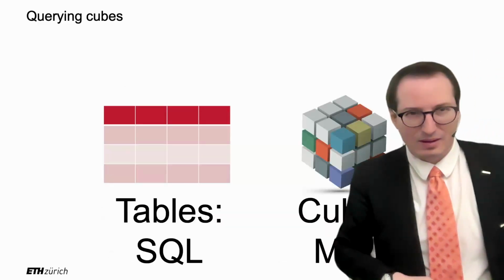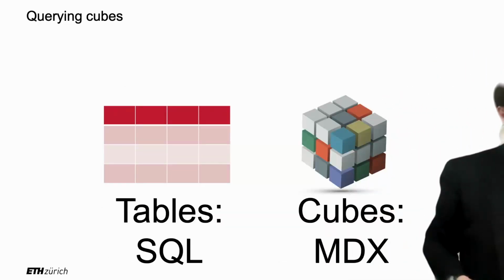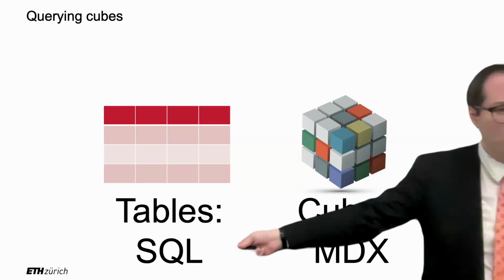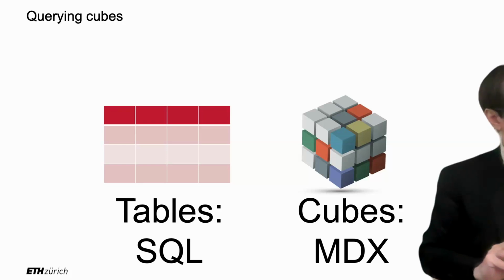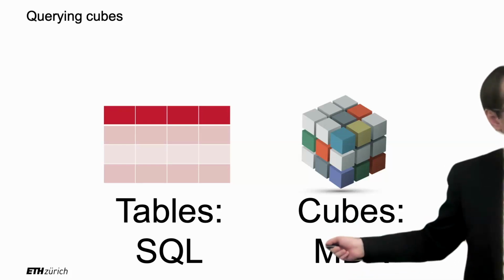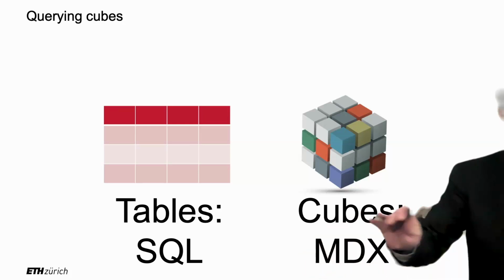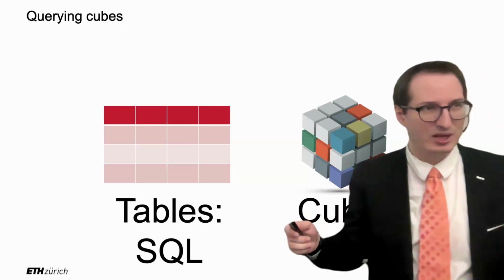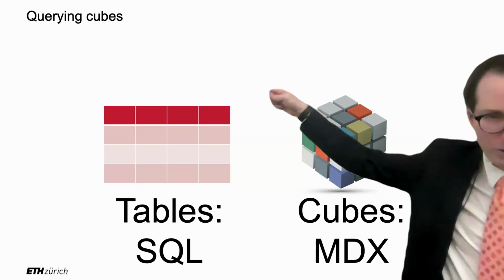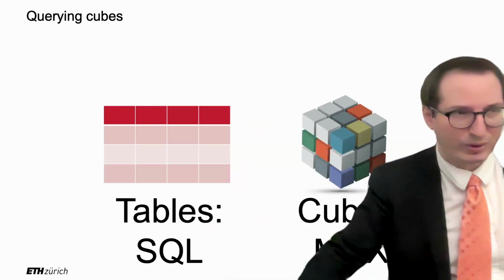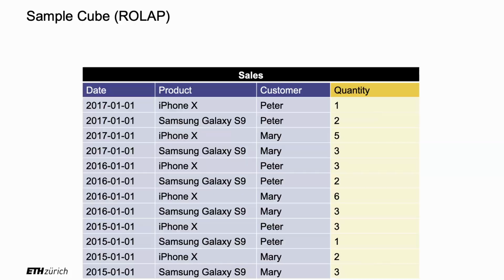So in order to query cubes and tables, we have languages. For tables, you know it. It's SQL. We spent the entire semester on it. For cubes, there is also one. It's called MDX. That means multidimensional expressions. Don't worry. I'm not going to ask you to learn it. I will show you maybe a few slides where you see it, but you won't have to learn it. What we are going to do, in fact, is just compile this to SQL, and we are going to focus on the SQL queries. It's a very good exercise to practice some SQL.